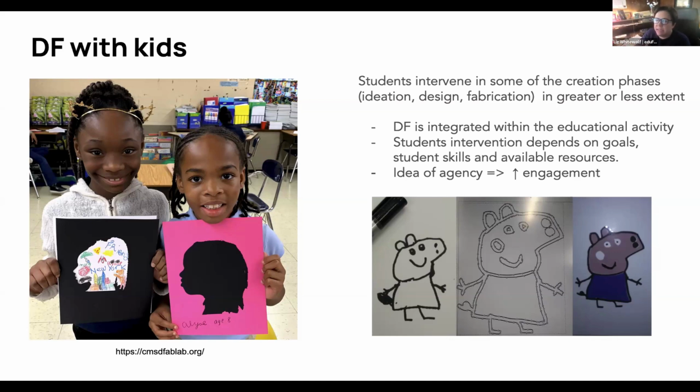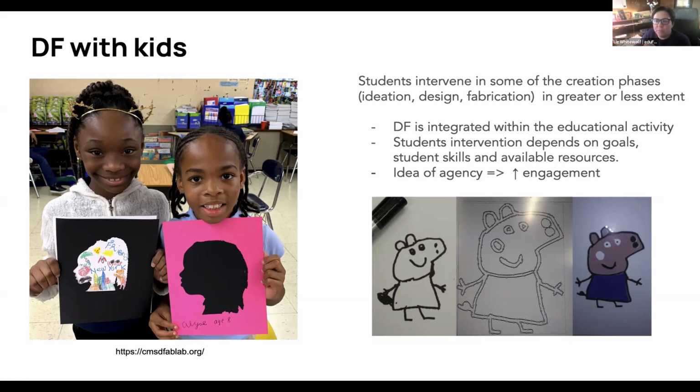So the process and the design is integrated within the educational activities. And really the students get more agency in the project itself, which increases engagement. They really enjoy it when they have some agency in their design, or they have agency in running the machine. Kids get very excited when they get to press go on the laser cutter and stand there and watch it cut for 3 minutes. They like that kind of stuff.